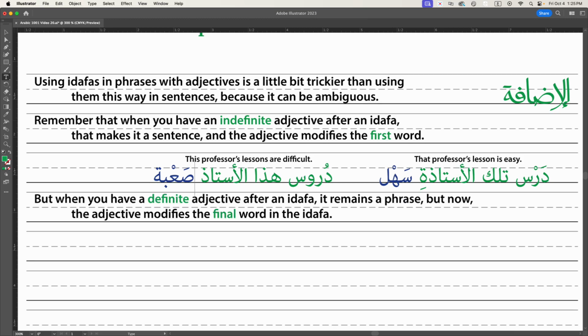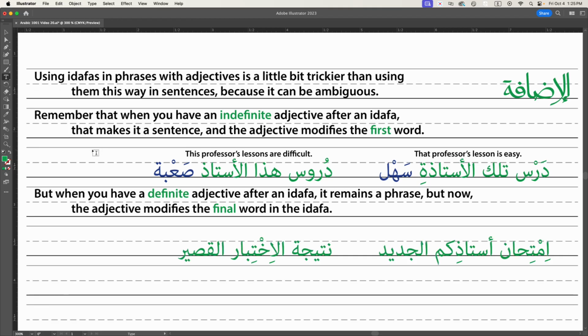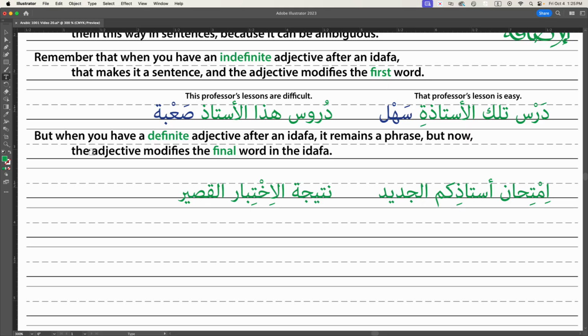However, when you have a definite adjective after an idafa, it remains a phrase. It doesn't become a sentence, because sentences have to go from definite to indefinite. But now the adjective modifies the final word in the idafa, not the first one. And this can be very confusing for new beginners in Arabic. So I'm going to go through it in a little bit of detail here.